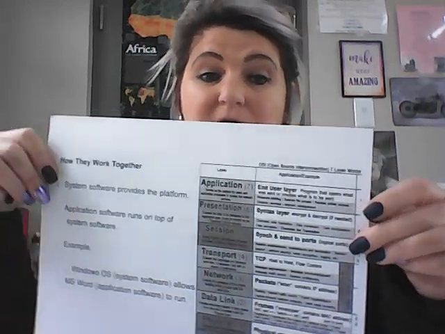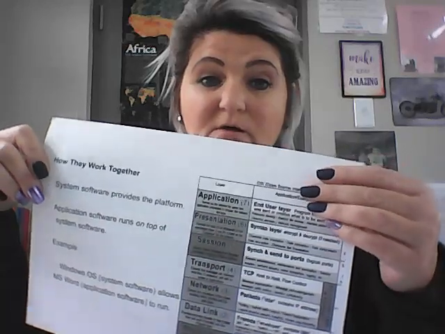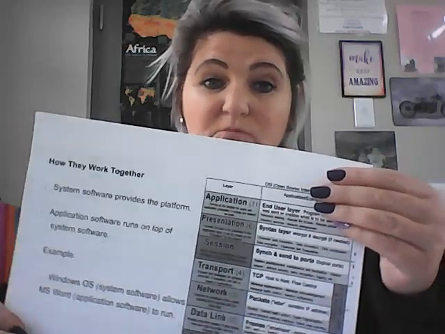Then how do they work together? That is the big question. Great. So like I've just said, you can't have one without the other. Here's another PowerPoint presentation about how they work together, and we will work through that. All right. When you think of system software and application software, you have to think of them as partners.